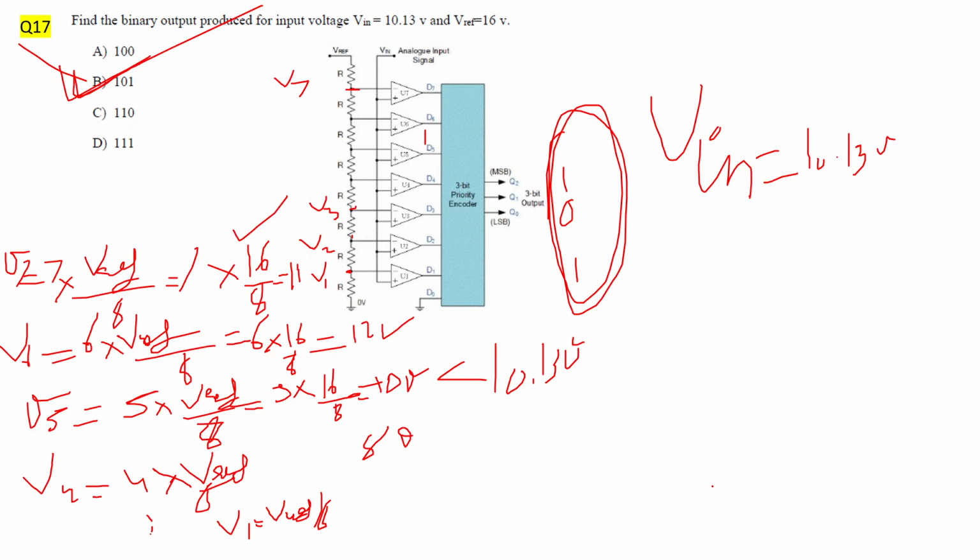And then this was again a question based on a 3-bit flash ADC. We were given an input voltage of 10.13 volt and a V reference of 16 volt, and we found that again at comparator D5, we got the input as 1, and as a result the priority encoder gave the output as 101.